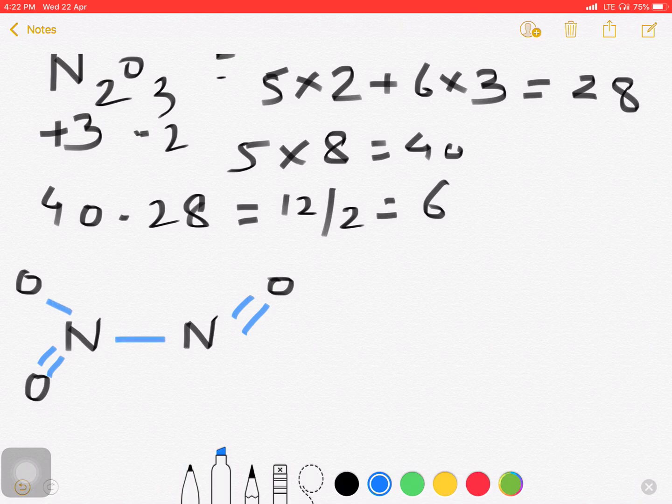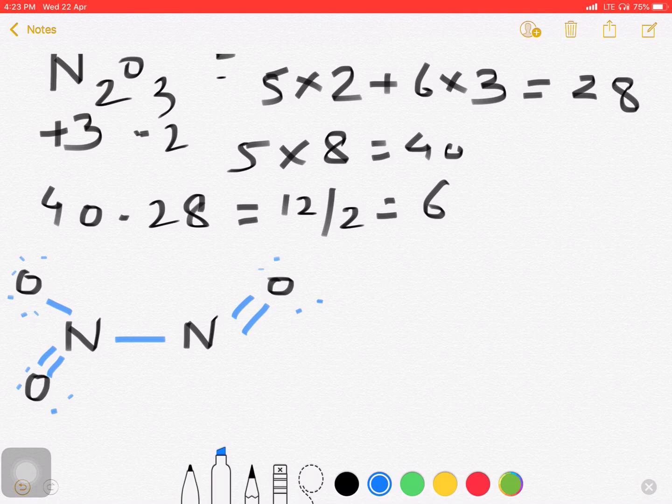Bonds. Now as there are 6 here, so the double bond, so oxygen will have 2 lone pairs. Here also a double bond, so oxygen will have 2 lone pairs. Here a single one, so oxygen will have 6 electrons, so 3 lone pairs, sorry.